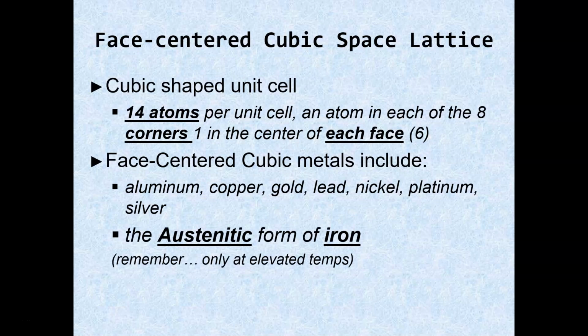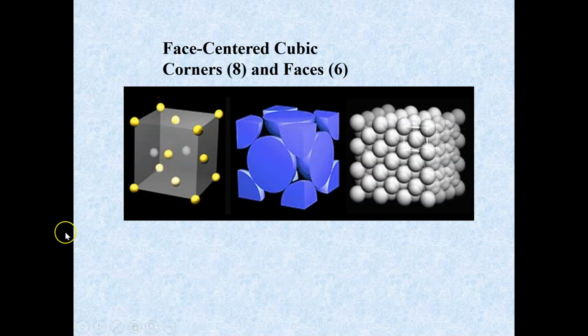Face-centered cubic space lattice. This cell also has a cubic shape with an atom in each of the eight corners, but it has an atom in the center of each of the six faces, making a total of 14 atoms to make up a face-centered cubic unit. Common metals are aluminum, copper, gold, lead, nickel, platinum, silver, and austenitic iron. And remember, austenite only forms at elevated temperatures. And here are some examples of face-centered cubic lattices.